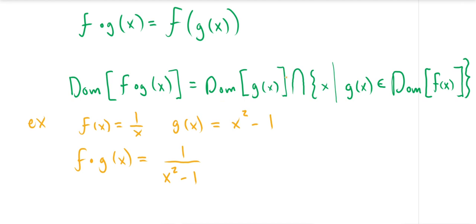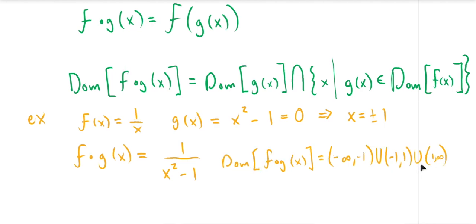On the other hand, it's no longer 0 that causes a problem, as it was for f of x. It's now the zeros of g of x. It's the output of 0 from g of x that causes the problem. We have to ask this question: when is g of x 0? And that would be when x is equal to plus or minus 1. And so what is the domain of f o g of x? It's going to be all of the points except 1 and minus 1. We have to leave those out.